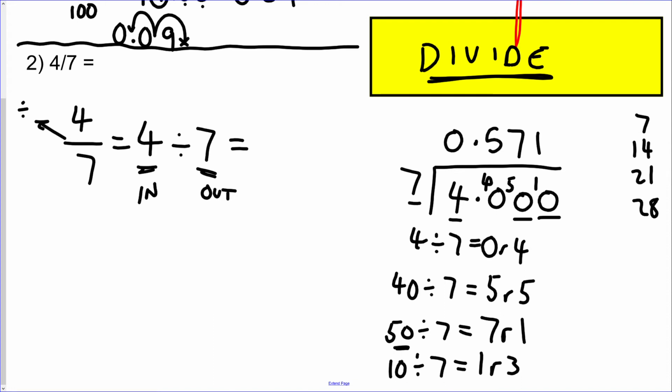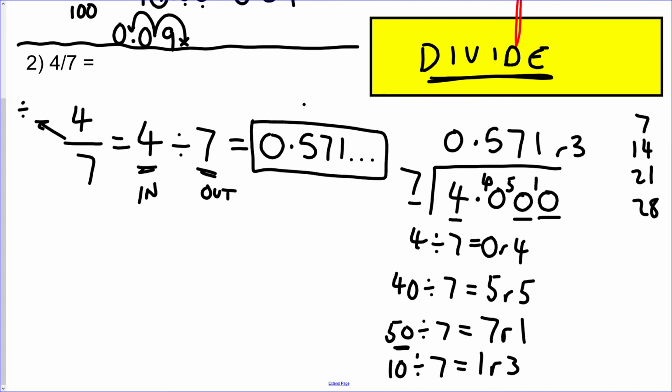Now, here we've finished here, and we've got a remainder of 3 here still. Now, as you get older, you might have to go on and put a few more zeros here, but at our stage, we do not need to do that. All we need to do is put 0.571... Because what that tells us is, I have got to the 3rd decimal place, 1st decimal place, 2nd decimal place, 3rd decimal place, and I know that there is still a remainder. So I put ... there.